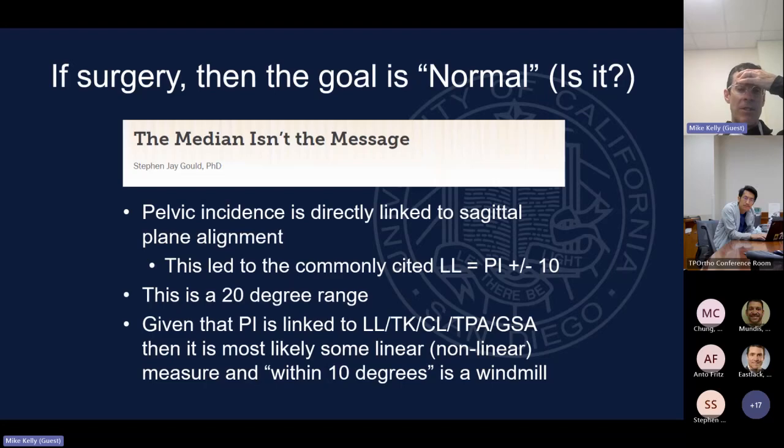Furthermore, if we're doing surgery, then the goal is quote unquote normal. The problem is that the median isn't the message. Stephen Jay Gould was an evolutionary biologist who was diagnosed with peritoneal mesothelioma, and went in and said, what does this mean? How much longer do I have to live? And the doctor said, well, on average, 8 months. And he was smart enough to understand statistics and say, I don't care what the average is. I need to know what my number is. Averages are nice abstractions that we can use to write papers and things like that. But as we move forward, classifications and averages are not what we need. We need prediction models that offer probabilities of outcomes.